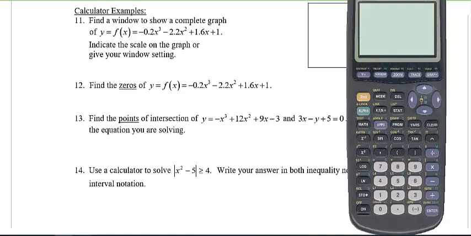I'm going to be using the TI-83 for this course. You can use the souped up TI-84 or anything else, but make sure it's one of the approved calculators for the exam. So here's number 11. It says, find a window to show a complete graph of this function. So if you're just going to be like any student and say, hey, I'm just going to plug this in and let's see what happens, by all means, you can. But remember, the idea is I want to show a complete graph.